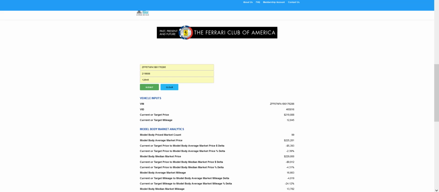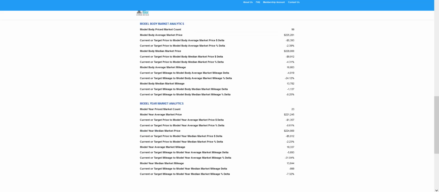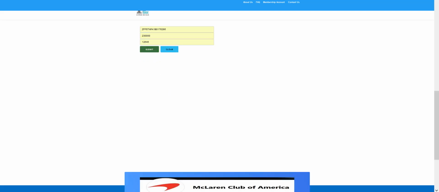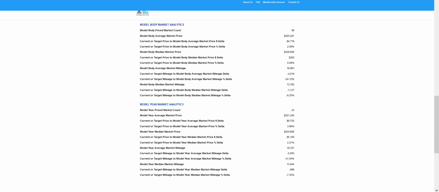Displayed are the variances of the inputs submitted to market comps for this VIN. Analytics for both model body and model body year are generated. Change the mileage or price fields and resubmit to modify the results for what-if analysis. Revised results are generated.